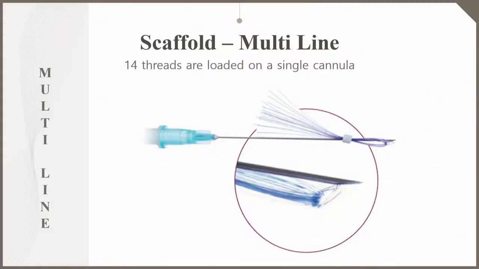We have two models of this scaffold type thread. The first one is multi-line. 14 different threads are loaded on a single cannula. So if you insert only one cannula, you can insert 14 different threads simultaneously.